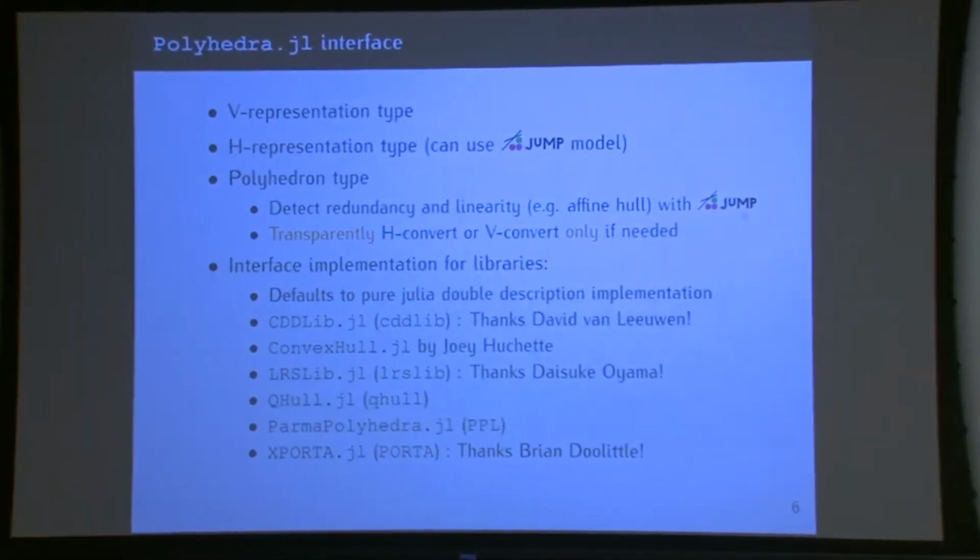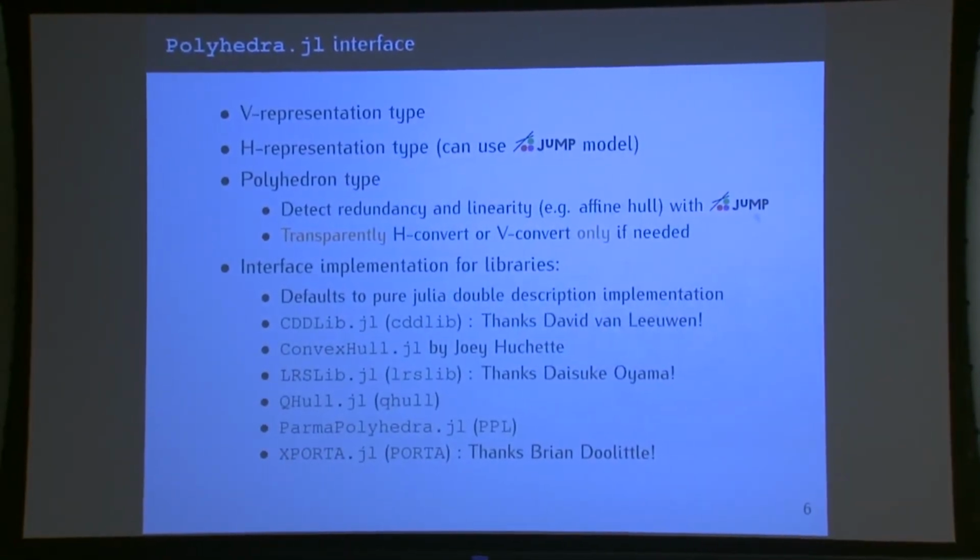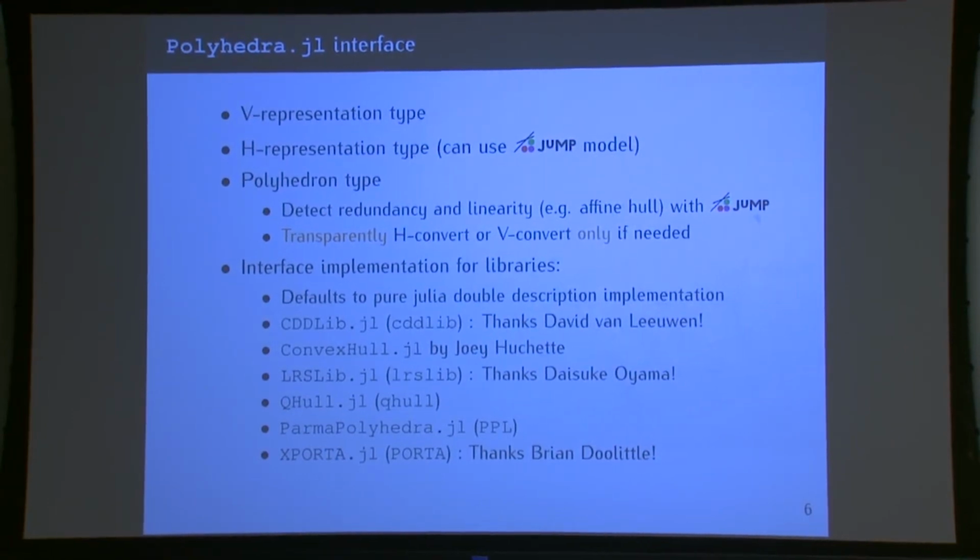And so in the Polyhedra.jl package, we have the V and H representation that you can describe. The H representation, you can easily obtain from a JuMP model. And then the polyhedron type contains the two, but maybe it contains only the H, maybe only the V, or maybe both. And depending on which operation you do, it's going to try to automatically convert when needed, trying to make this transparent, but it's also easy to see what it has done.